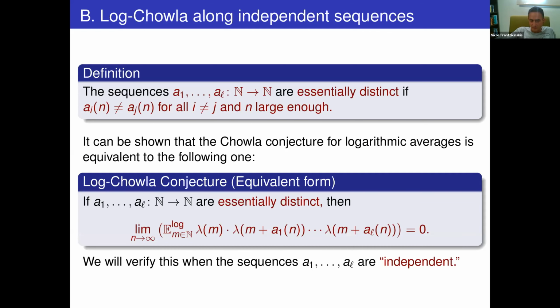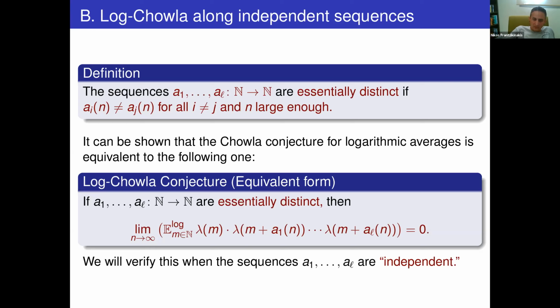So it can be shown that the Chowla conjecture in its logarithmic form is equivalent with the seemingly simpler statement that if you have essentially distinct sequences, then the average of these, if you take the limit also after a subsequence, is zero. Of course, if you have Chowla, you immediately get this and you don't need any limit. Okay? The point is, even if you have this limiting formulation, you can go back to Chowla. I will not tell you how, but believe me, it's true.